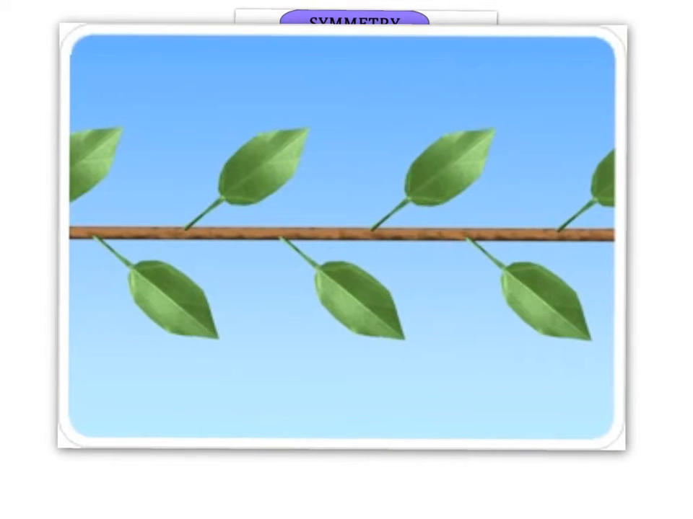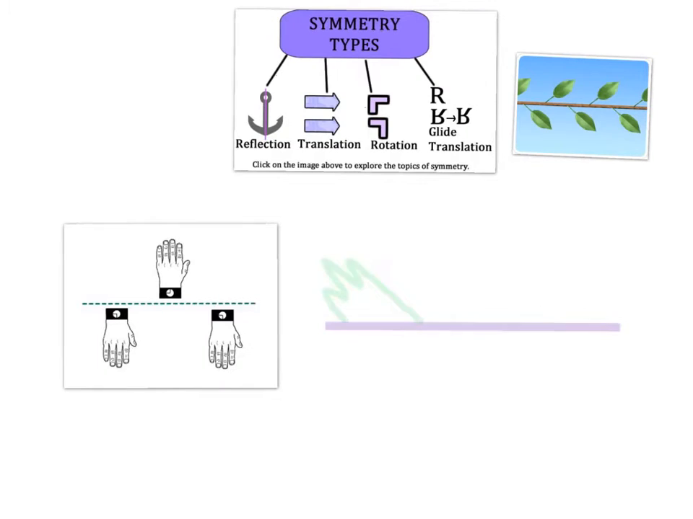Here's another example of a glide. You can see the leaves, and we see this a lot on plants. If I were to stick this leaf and scoot it to the left, it would be a reflection, but it's been reflected and then translated as well. So it reflects and translates. We call it a glide. So this would be glide symmetry here.